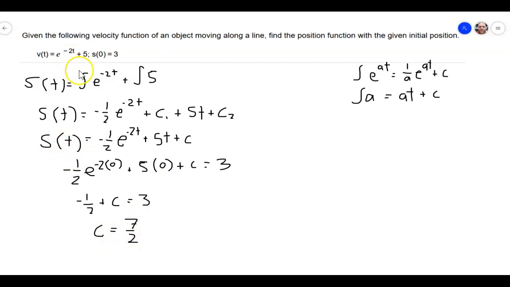So now I can go back to that position function and replace the c with the 7/2. So the position function is equal to negative 1/2 e to the negative 2t plus 5t plus 7/2, and that there is our answer.